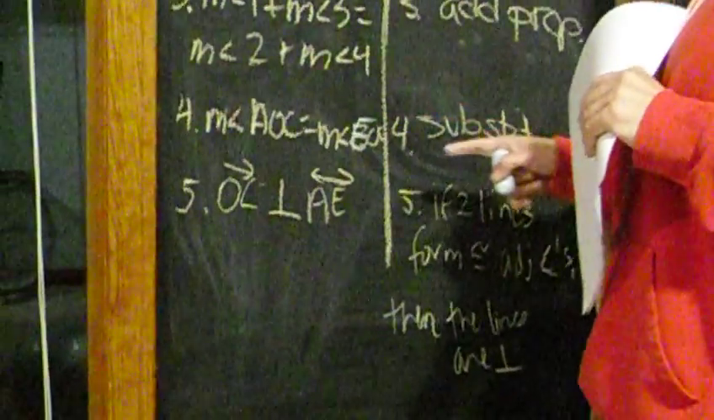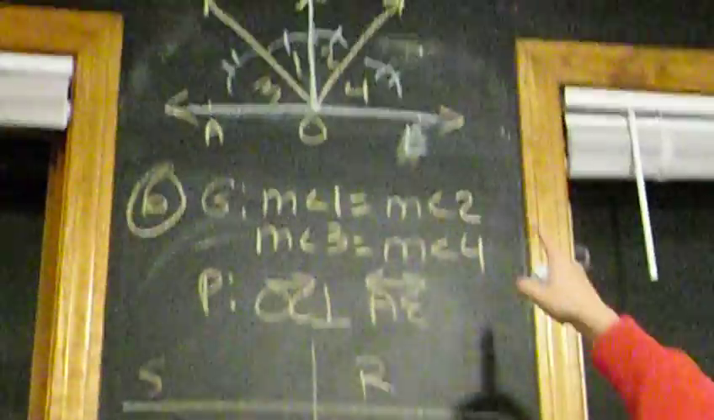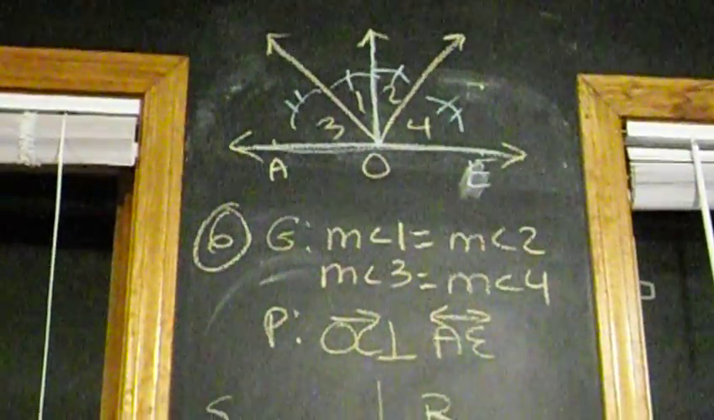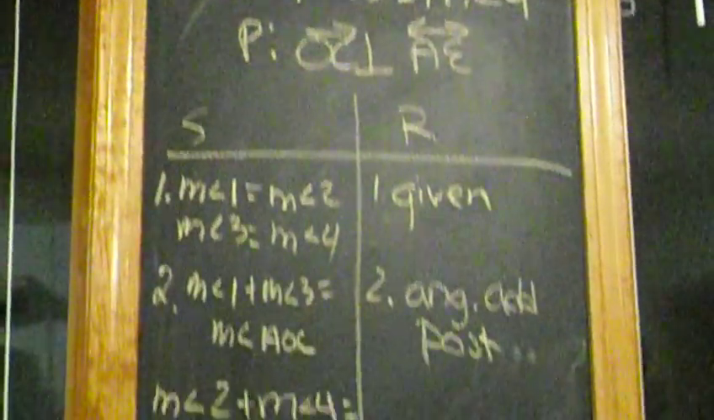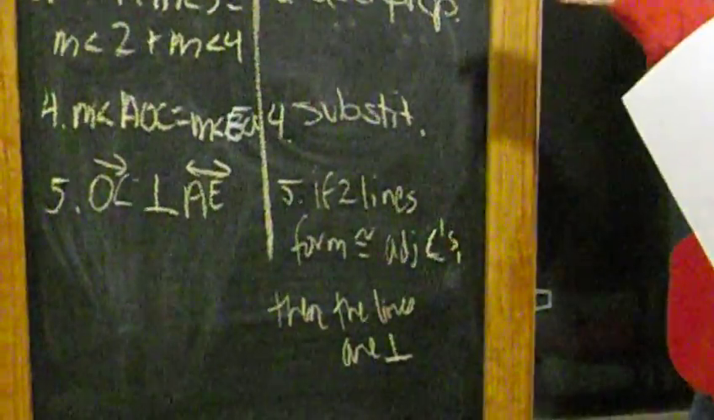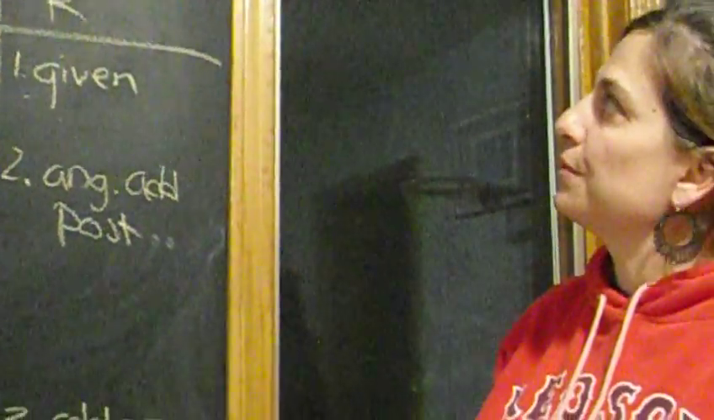And if those two angles are equal, then OC is perpendicular to AE, because if two lines form congruent adjacent angles, which we just proved that they're congruent and adjacent, then the lines are perpendicular. And so that's how I proved that. Let's go over here to number 5.